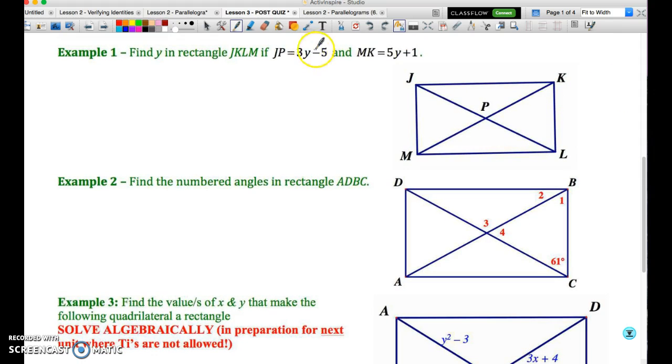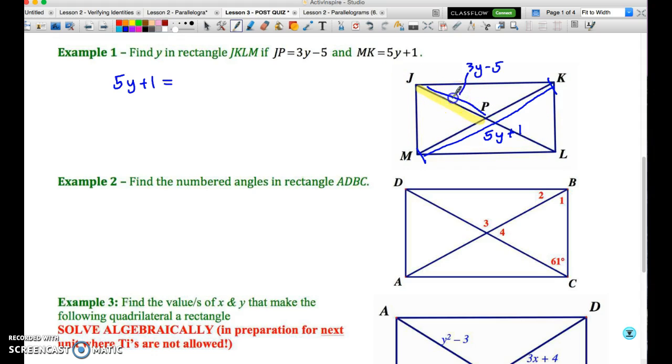Okay, so first things first, we're told that segment JP is equal to 3y minus 5, and we are given that segment MK is equal to 5y plus 1. What you can see, the obvious issue here, is that JP is only a piece of the segment, and if we are to make an equation, then we need to modify the expressions that we've been given in order for them to be equal. And so 5y plus 1 should equal, since MK is the whole of the diagonal, the entire length of JL.